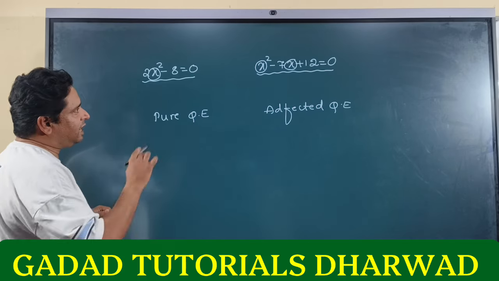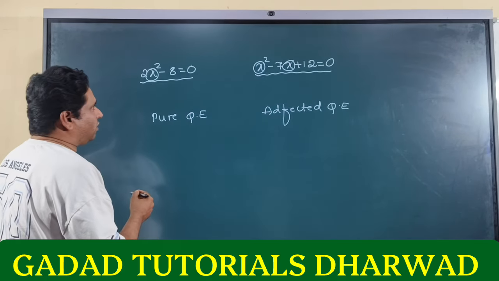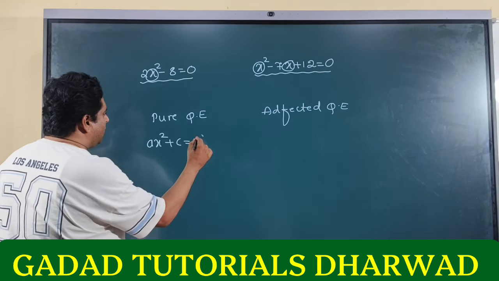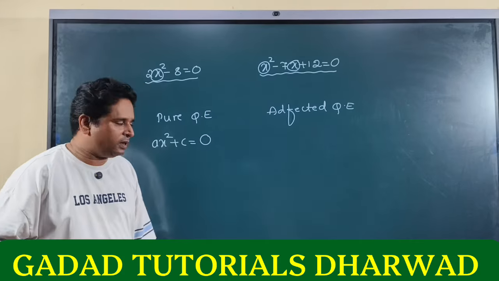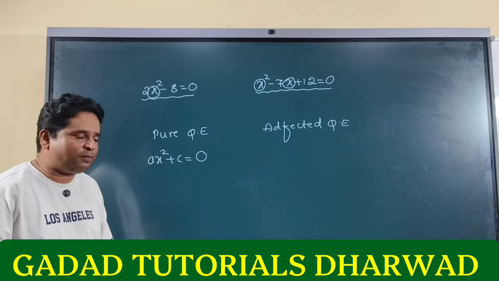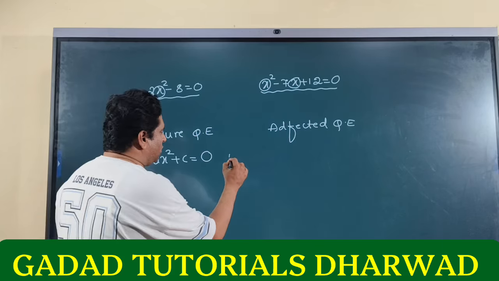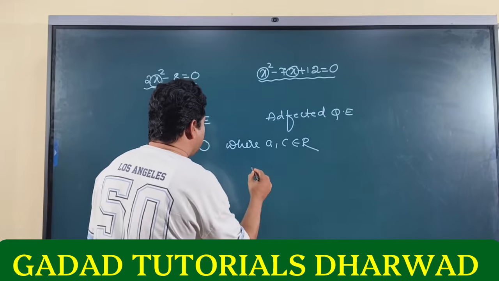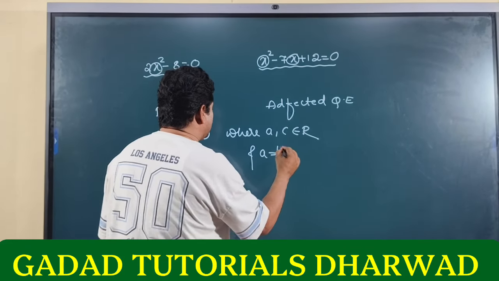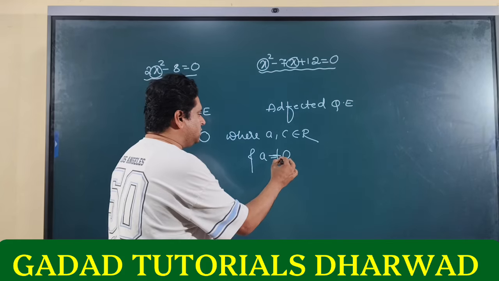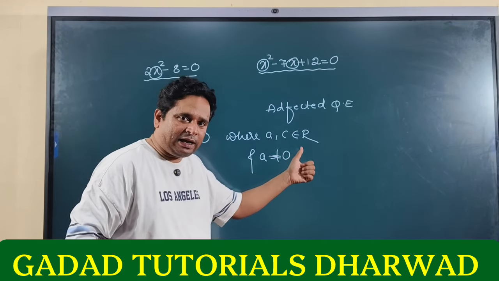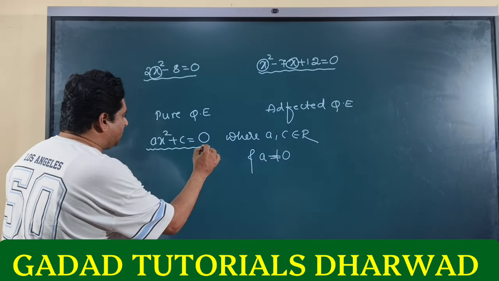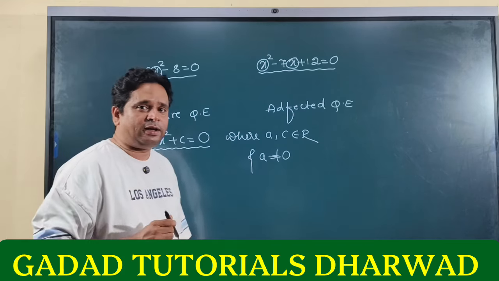One is pure quadratic and another is unaffected quadratic equation. Now, in another way we can define them. An equation which can be expressed in the form ax square plus c equal to 0, where a, c belong to R and a is not equal to 0. A and c must be real numbers and a should not be equal to 0. Then an equation of the form ax square plus c equal to 0 is called a pure quadratic equation.